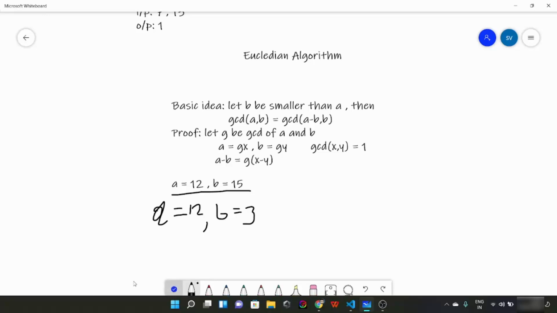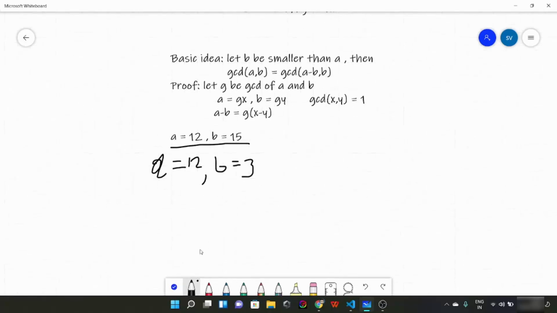Now after this pass, A becomes greater than B. So what we are going to do is subtract B from A. Hence the value of A becomes 9, right? And B still remains 3.